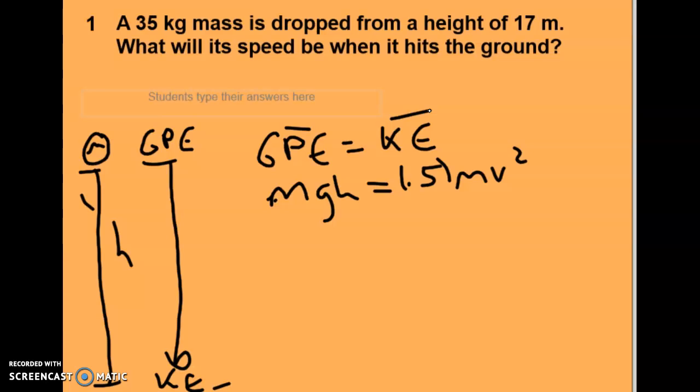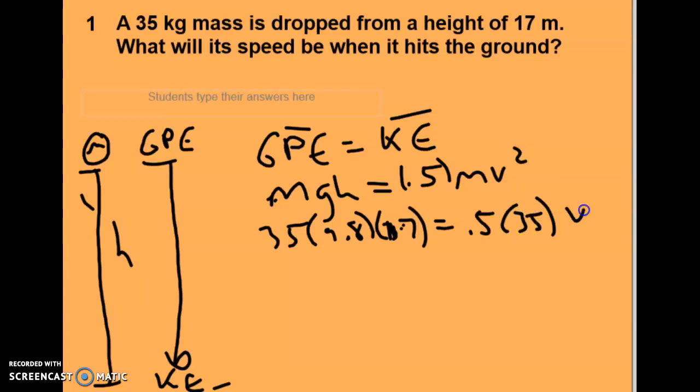Let's plug in the masses. So we're going to try and solve it for v, because we're looking at the velocity at the bottom. We know mgh, so we can just find v. Let's do this now. So the mass we know is 35 times 9.8 times the height, which is 17. That's equal to 0.5 times 35 times v squared. Now I'm going to be looking for v. It's being squared, so I'm going to have to take the square root when I'm done.